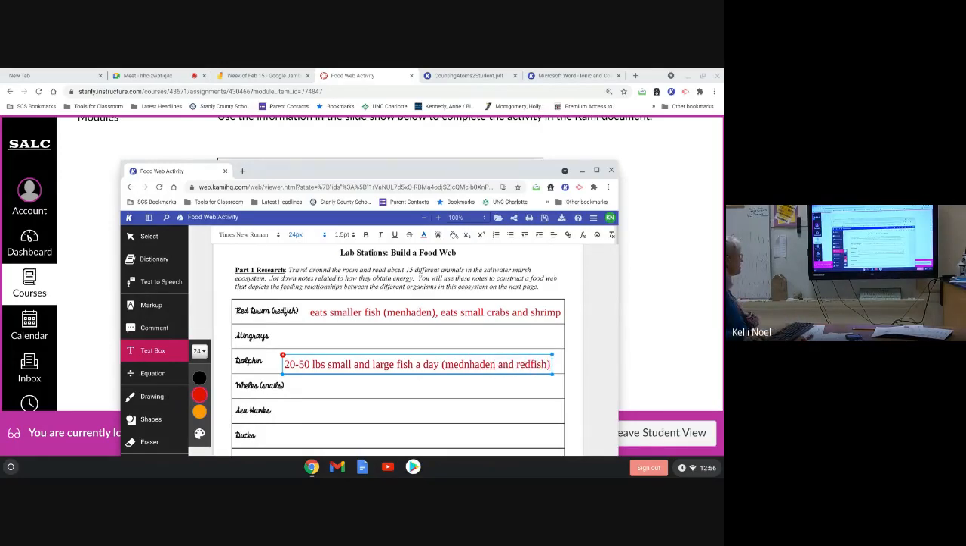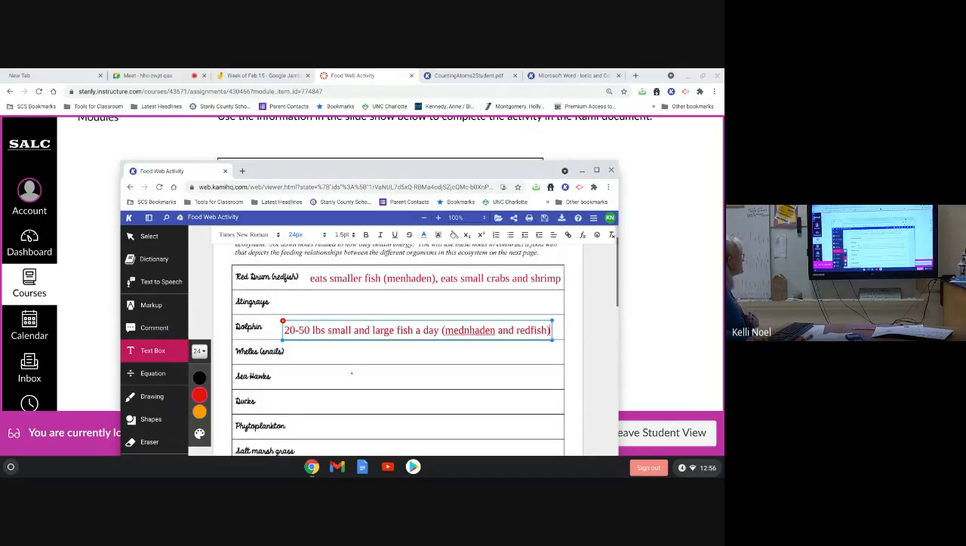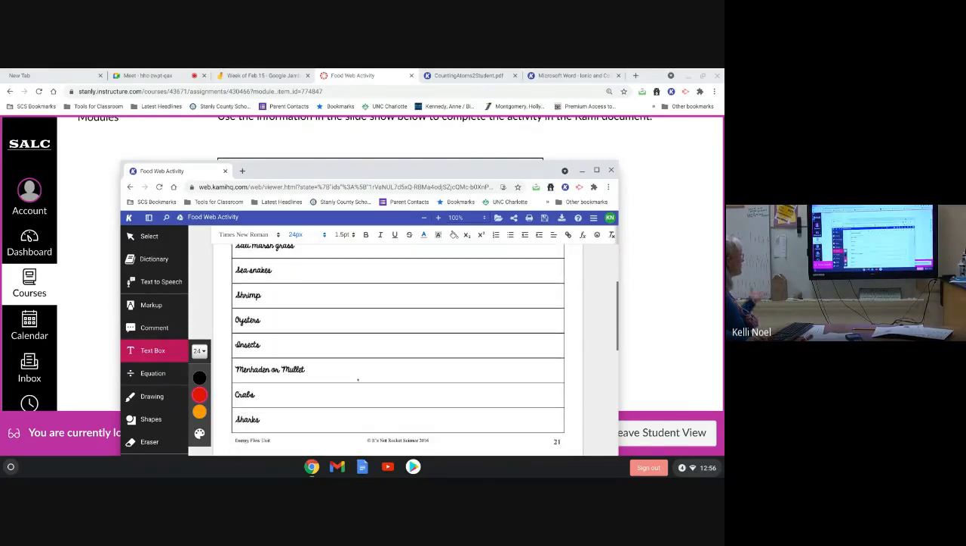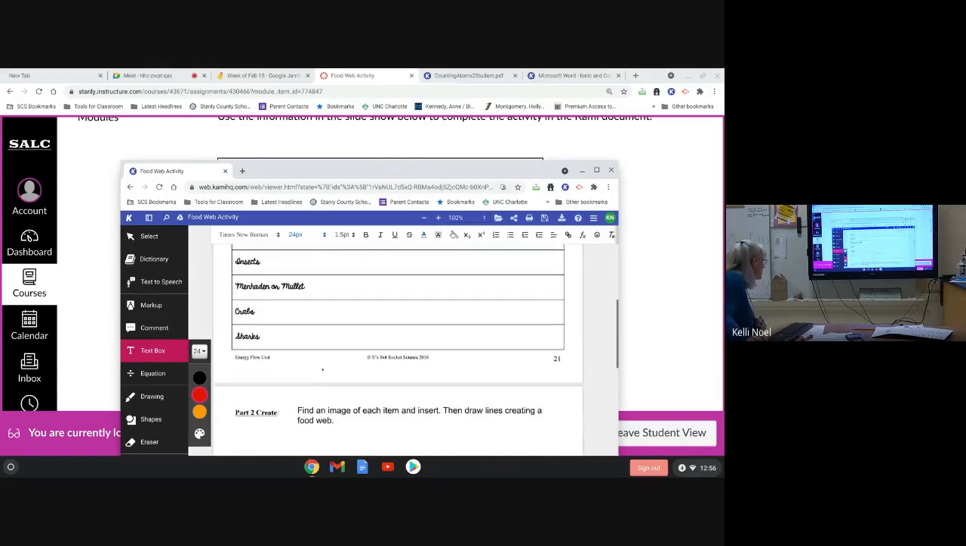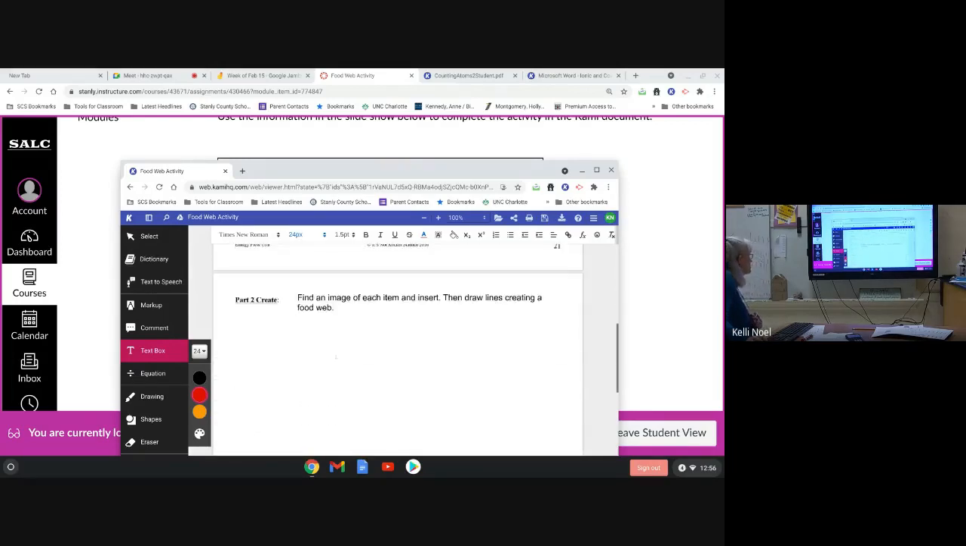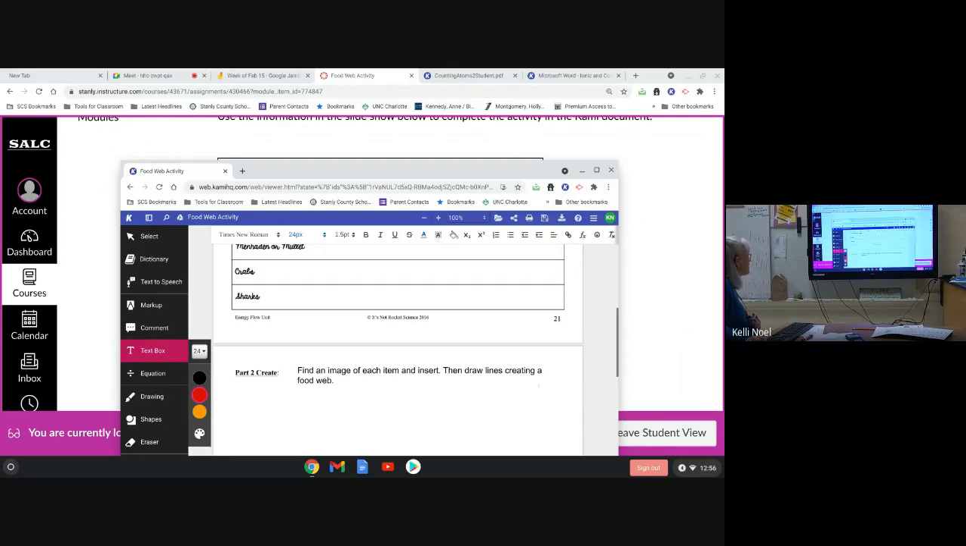So that's all you're looking for. What is it that they eat? You're going to do this for each of these items here. This is why I'm having you work on it today, and then you work on it tomorrow. Then part 2 here is you're going to create a food web.